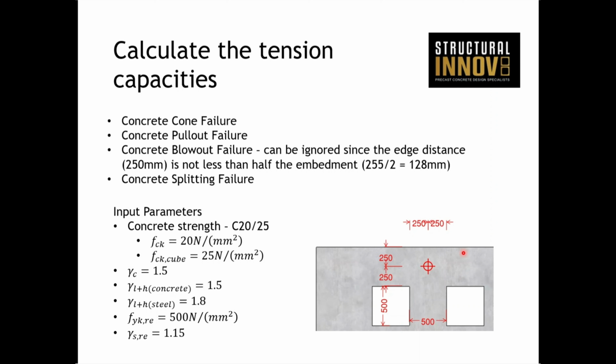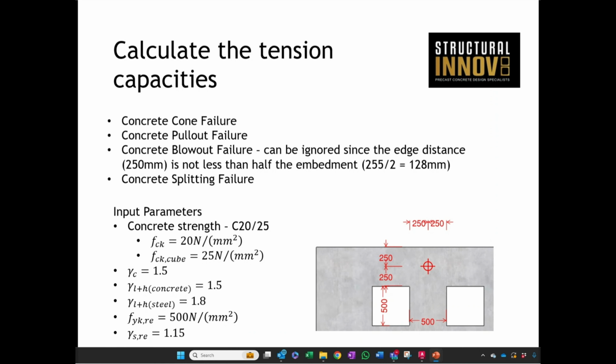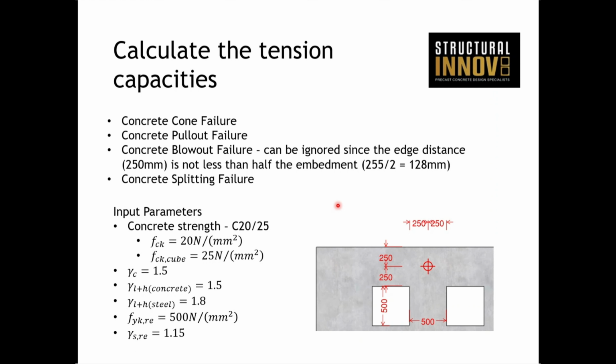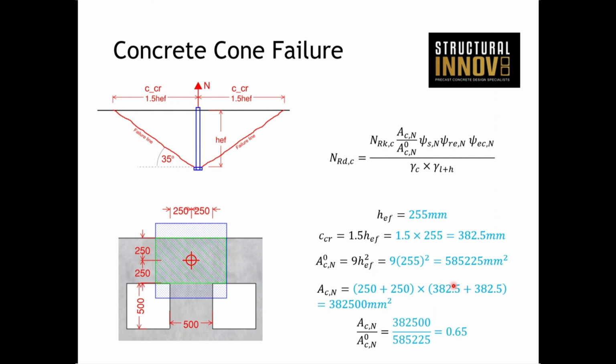Generally we don't when you're lifting like this, but when you have wall panels and such, and you'll see when we're doing the lifting checks later on site, that we will have to consider blowout. Concrete strength C20/25, your partial factors for your concrete, your lifting and handling for concrete and steel, your material strength of the rebar, and your partial factor on rebar if we need to account for any additional rebar. So plugging through it, we pull up the formulas from lecture 2, which was all about tension. And this is the formula here.